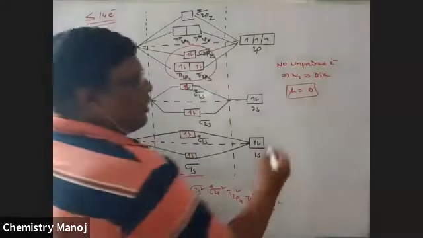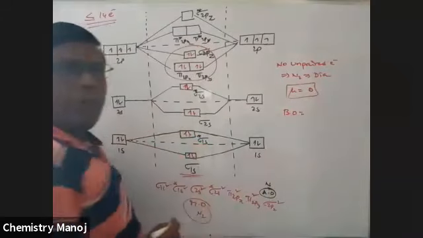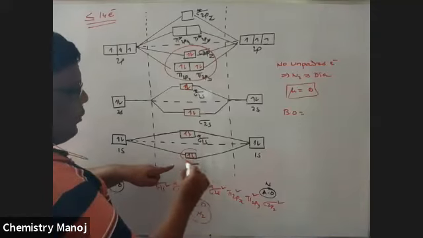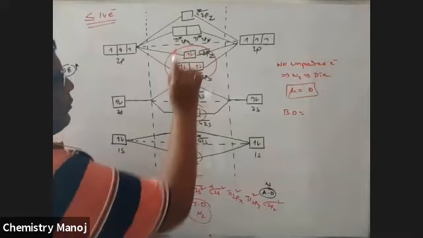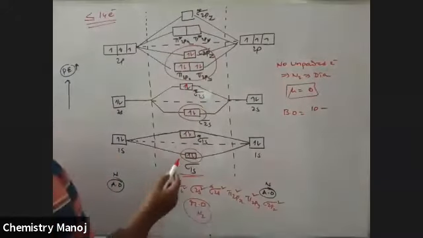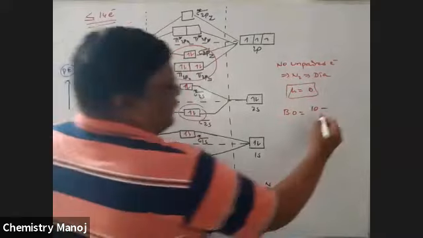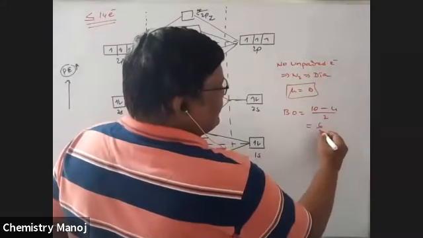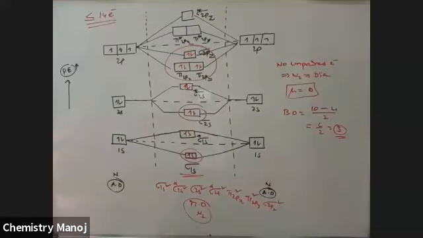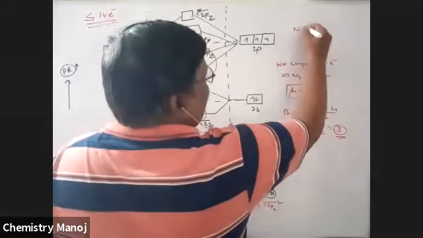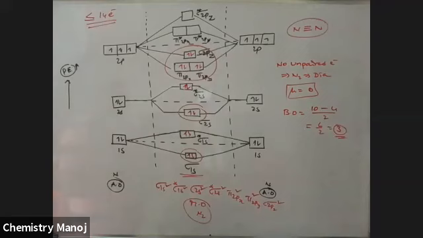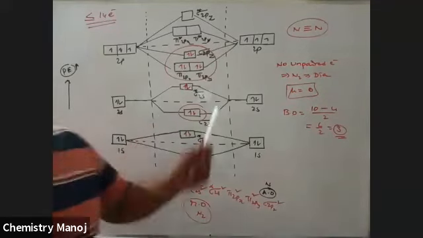Now calculate the bond order. How much is the bond order? The number of bonding electrons: these are bonding, 2 plus 2 plus 6, 10, minus antibonding 2 plus 2, only 4. 10 minus 4 by 2, that is 6 by 2, which is equal to 3. Therefore, a triple bond exists between nitrogen and nitrogen. So this is the N2 molecule.